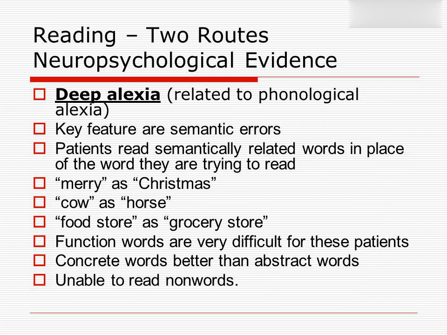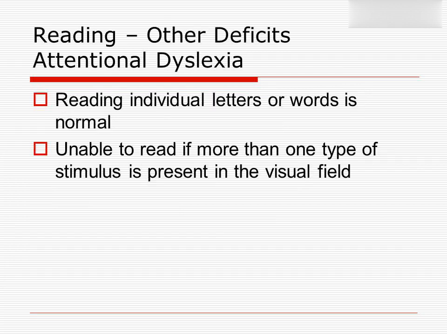Deep alexia is related to phonological alexia. The key feature is semantic errors. Patients read semantically related words in place of the word they are trying to read: merry as Christmas, cow as horse, food store as grocery store. Function words are very difficult for these patients. Concrete words are read better than abstract words. They are unable to read non-words.